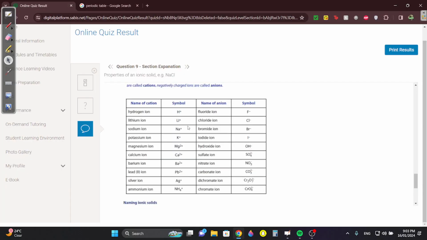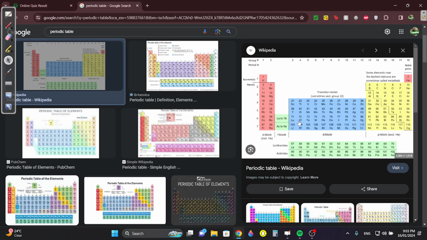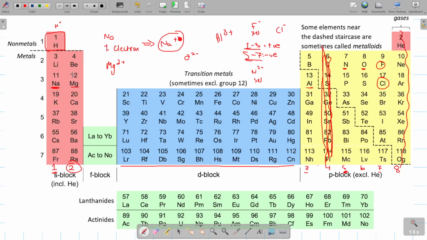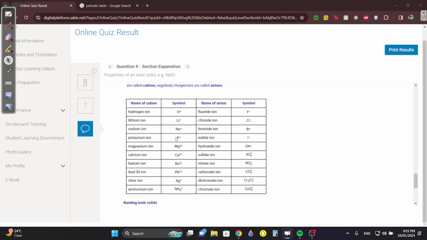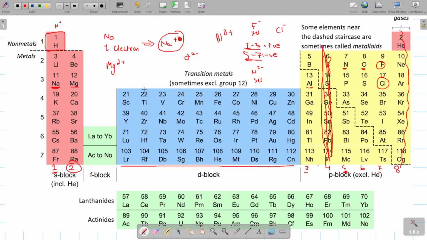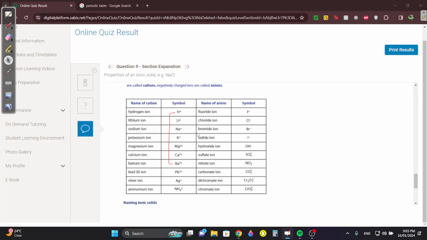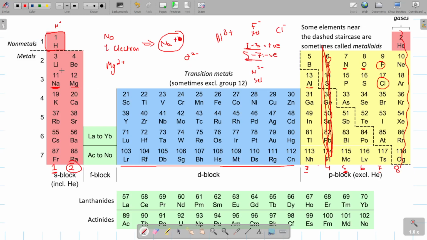If you look at the table they gave us here, for example Na plus, you get it from the periodic table. Let me show you. Na is group 1, so it's plus 1. K is in group 1, Mg is group 2, Ca is group 2, Ba is group 2, Pb. You don't need to memorize them, I think. Let me just make sure. Lithium, where's lithium? Yeah, it's there.